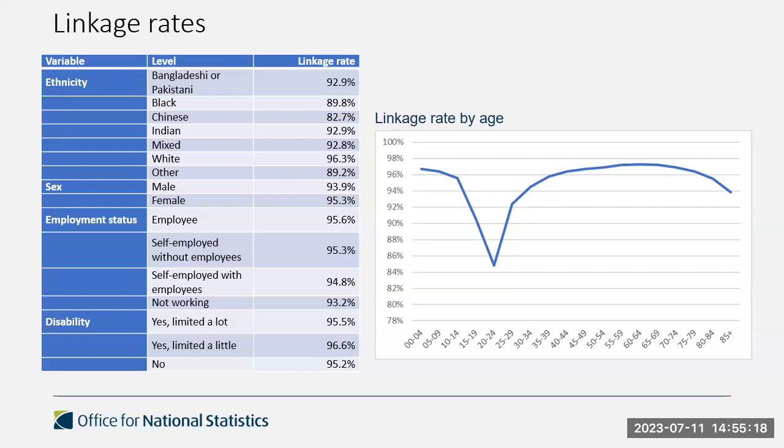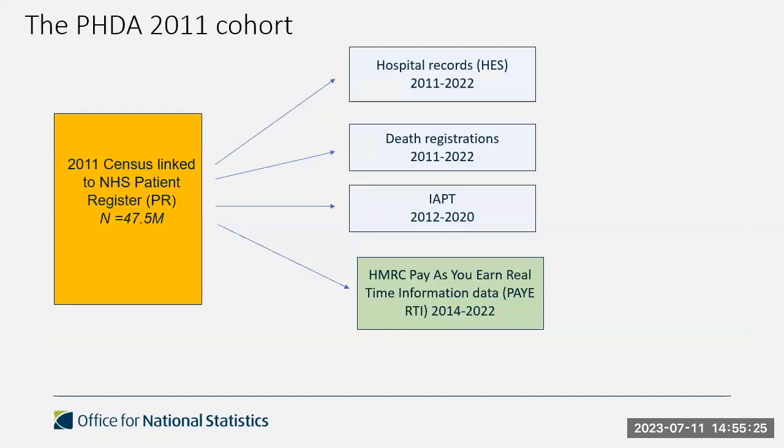So that's a bit of a problem, but it depends what health outcomes you analyze. So it's something to bear in mind. So we've constructed a cohort based on the 2011 census. That's basically the 2011 census linked to all the data sets: the hospital records, the hospital statistics, the death registration data, and data from Improving Access to Psychological Therapies.